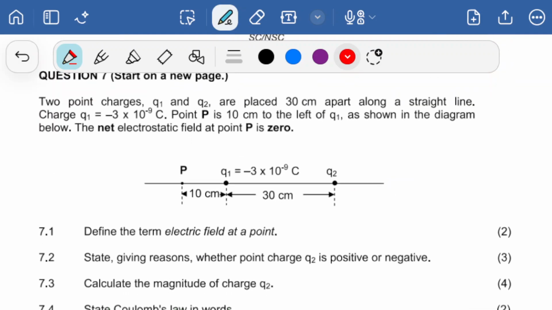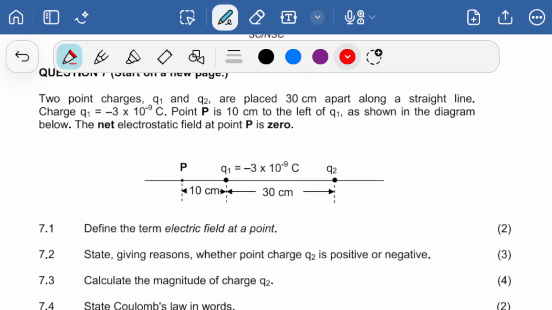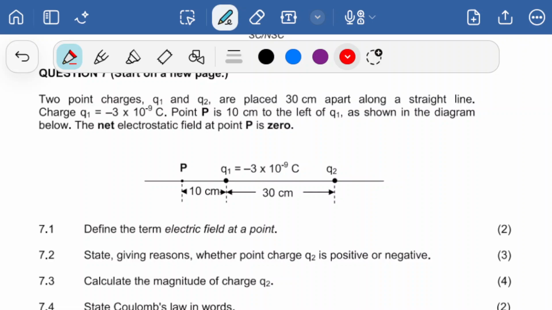And then this is the next question that I planned to do with you. Are you going to copy the question down, or must I quickly do it? Now you can continue. I'll write it down after.